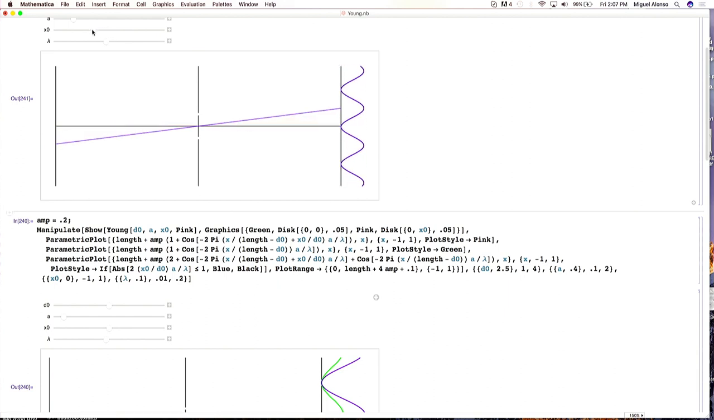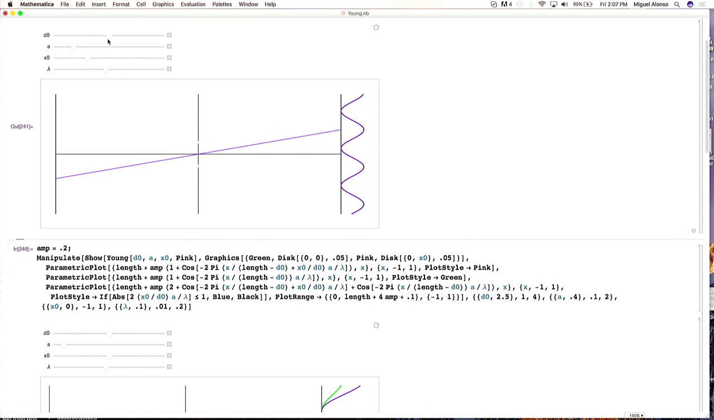I can move my source to the sides, and the maxima and minima move, because the line going through the center of the two pinholes has to go to the maximum. This path and this path have the same length, so we have constructive interference. I can change the separation between the pinholes, or bring the plate a bit closer to the source. Notice that the closer the pinholes are, the more spaced out the fringes are.